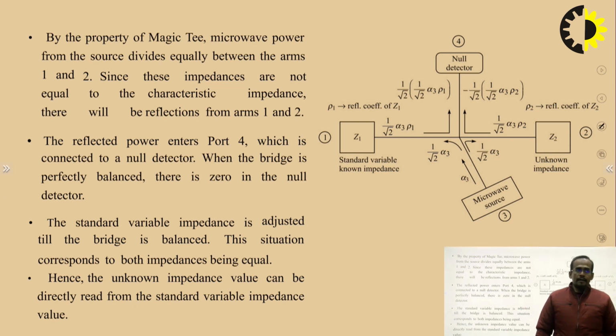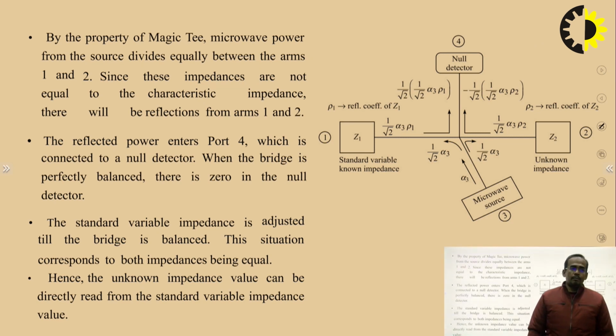The microwave power is divided equally between port 1 and port 2, and port 4 is connected to the null detector. When the bridge is perfectly balanced, there is 0 in the null detector. So what is the role of this null detector? The null detector is used for detecting the unbalanced value. When the bridge is perfectly balanced, the null detector will give the 0 value. If the bridge is not balanced, then it will give some value.